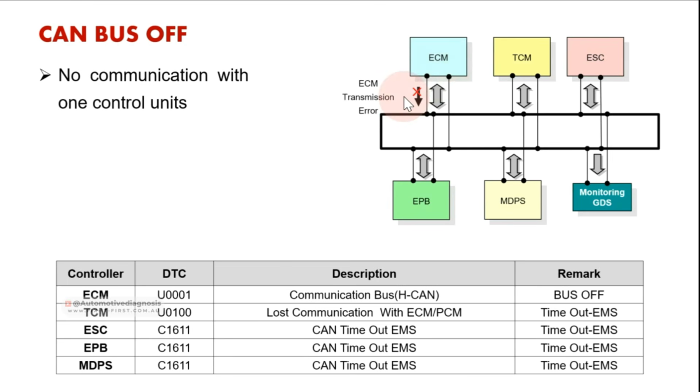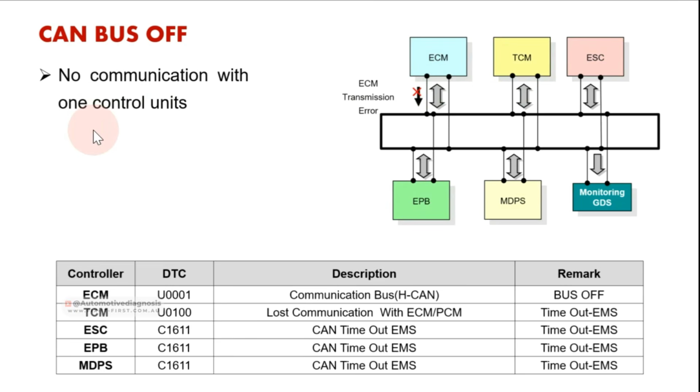And this is not only for ECM, this can happen for any other control unit. So in this case, we will have no communication with only one control unit. On some cars, ECM and TCM are integrated in one unit. So you have powertrain control module, which is actually engine and transmission control module. So in that case, you will have no communication between those two control units because they are integrated.